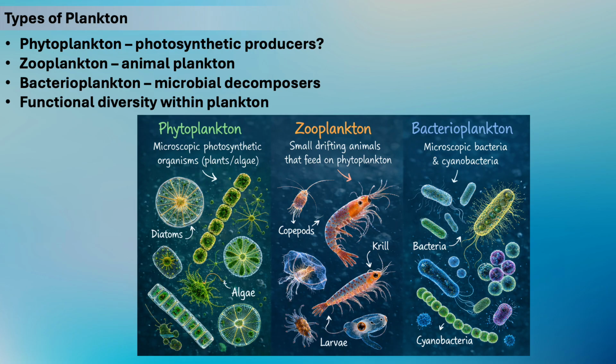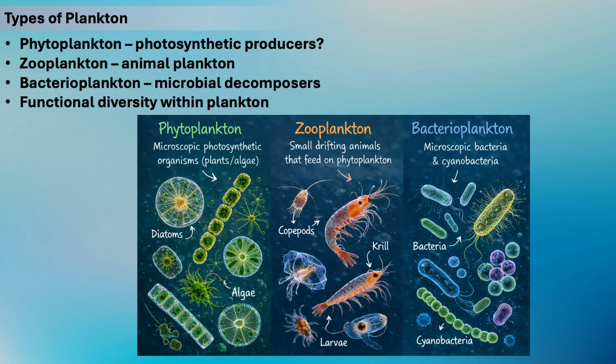The second major category is zooplankton. Zooplankton are animals that drift within the water column and feed on other organisms. Some zooplankton are microscopic, while others can reach several centimeters in length. Common examples include copepods, krill, jellyfish, and larval stages of many marine animals. Zooplankton occupy a wide range of trophic positions within the marine food web, often serving as the primary consumers that transfer energy from phytoplankton to larger predators.